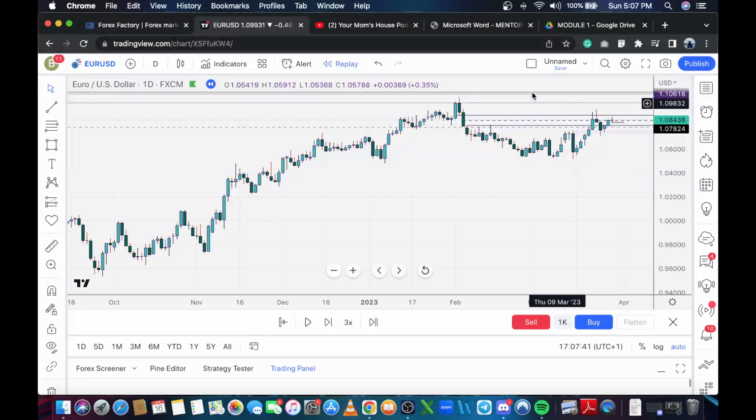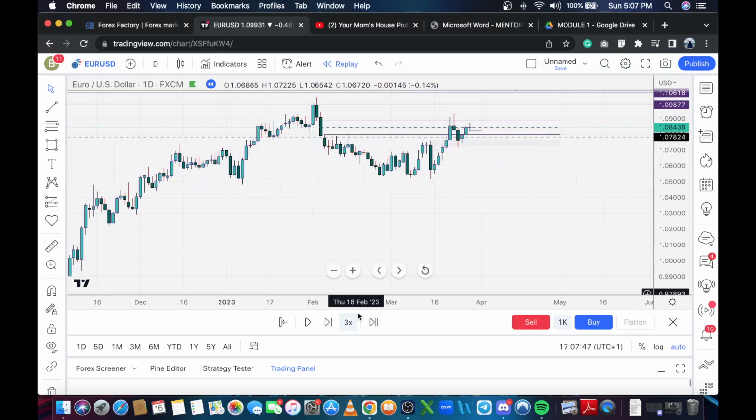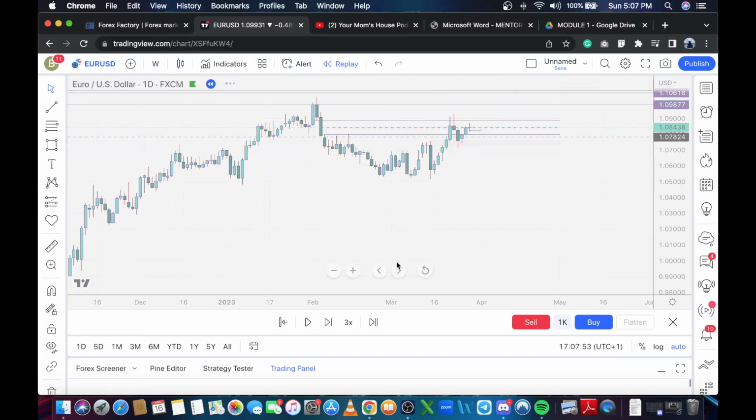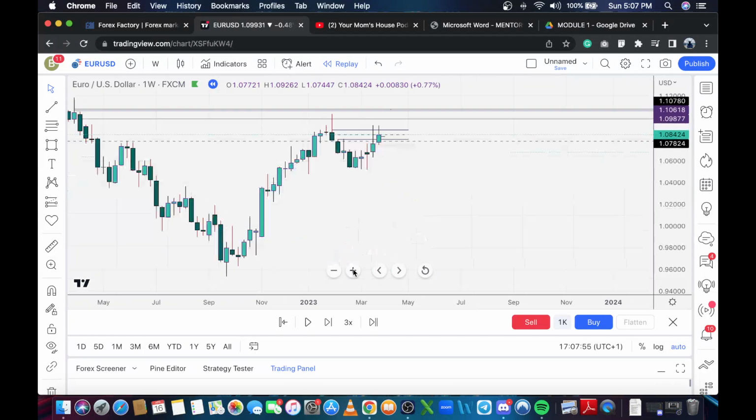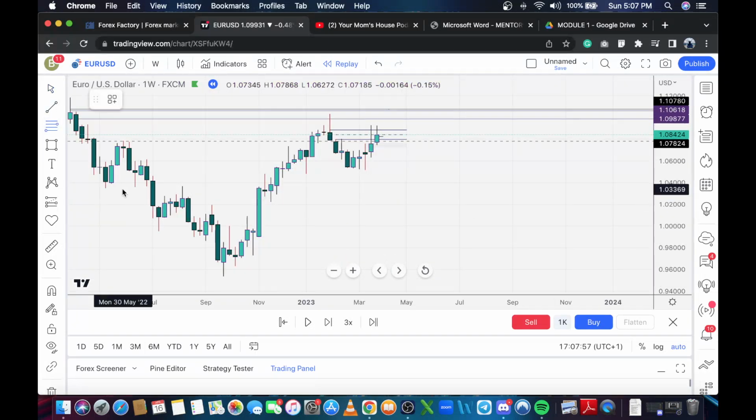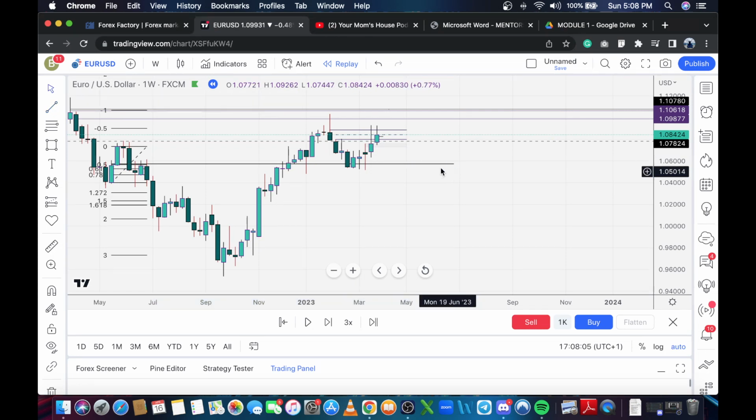On Euro Dollar, we have a daily fair value gap there, and we also have a rejection block up there from that weekly mitigation block. So let's go out to a weekly time frame. Let's define that weekly mitigation block. This is the mean threshold there.